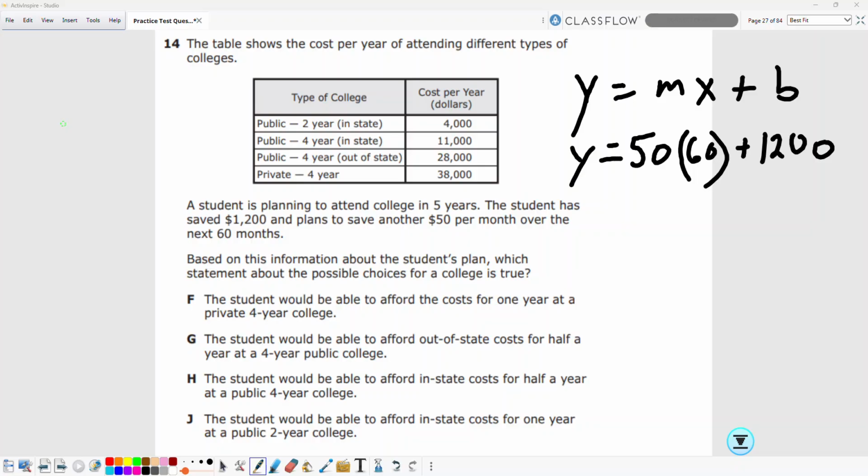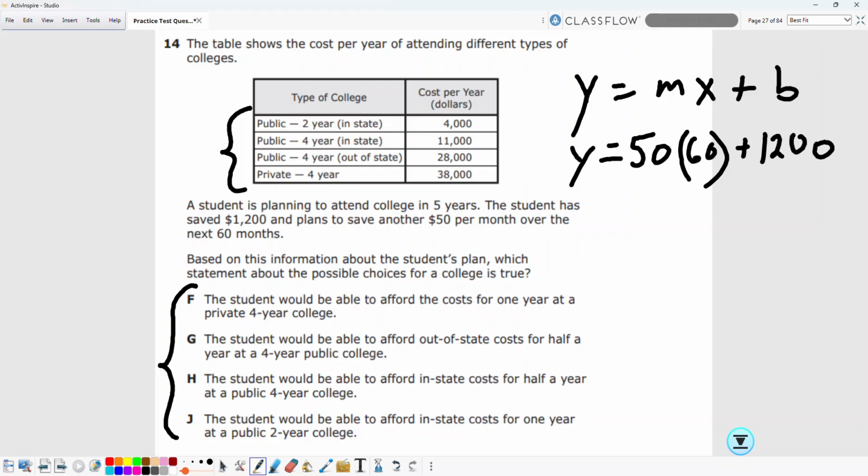So this is not an interest problem. There's no interest involved, so you don't need the interest formulas. It's not simple interest. It's not compound interest. It's just simply a linear equation. So we want to know what the value of y is, because that is going to determine which of these options are available to that student. And so we are going to use that information to evaluate F, G, H, and J to find out which of those four possibilities is the best answer.